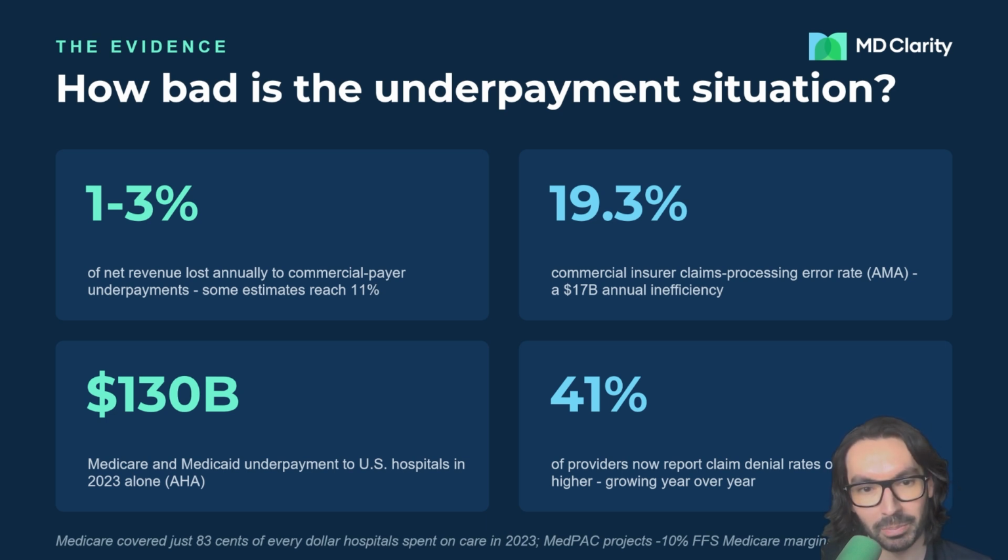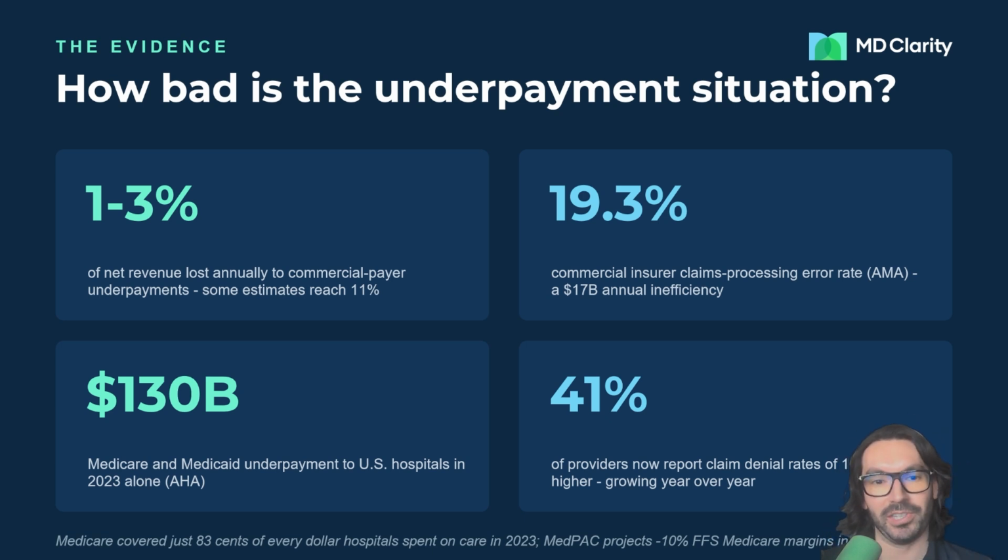Second, MedPAC projects hospitals' fee-for-service Medicare margins will remain at negative 10% in 2026, the 5th straight year of double-digit negative margins. Third, the American Hospital Association's Cost of Caring report found that in 2023 alone, Medicare and Medicaid underpaid U.S. hospitals by $130 billion. Medicare covered just 83 cents of every dollar hospitals spent on care. And fourth, this one always gets a reaction. The AMA reports that commercial insurers' claim processing error rate stands at 19.3%. So nearly 1 in 5 claims processed with an error. The AMA estimates that eliminating those errors would save providers $17 billion a year.